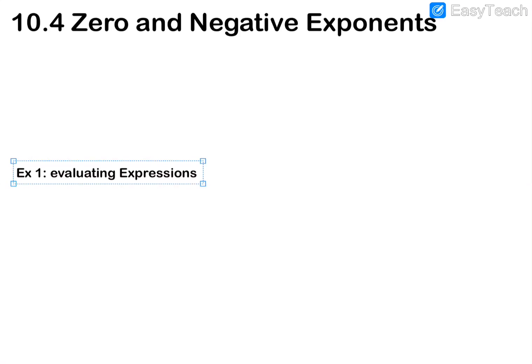This video talks about lesson 10.4, which is on zero and negative exponents. So we haven't seen that yet. We haven't seen a scenario where you have a number that is raised to the zero power or a number that is raised to a negative exponent. So real quick, let's go over what zero exponents and negative exponents look like.